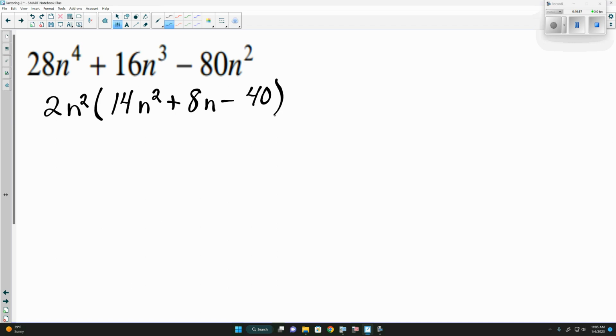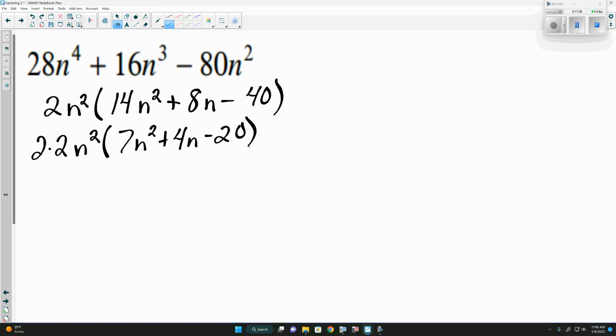Is there a greatest common factor still left? 2. So I could do it again. 2 times 2, because when we factor it out, we're really multiplying it with the numbers in front of it. And we'll divide them all by 2 again: 7n squared plus 4n minus 20. Just because we don't see the greatest common factor at first, if we do see at least 1, pull it out and we can recheck it.